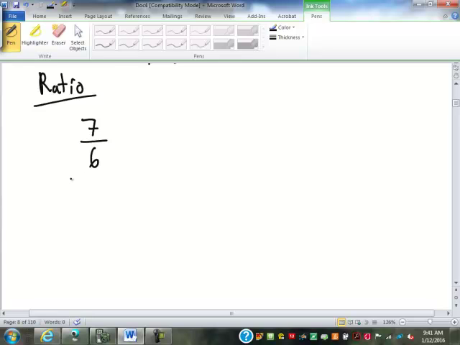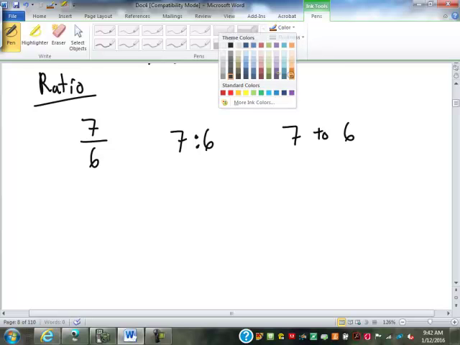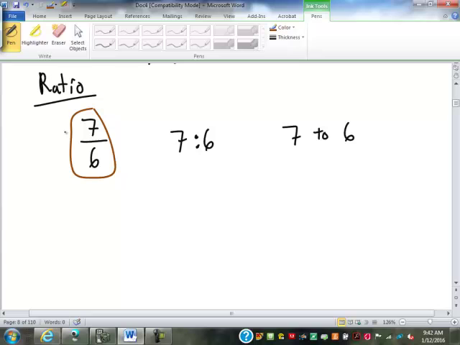Now I could write it as a fraction, 7 over 6. I could write it with a colon, 7 to 6 like that. Or I could even write it with the word "to" in there, 7 to 6. And there are a couple other ways that we could express it, but they all mean the same thing. We have 7 of one thing compared to 6 of the other. Now, I often prefer to write it as a fraction like this, because in that form, we can do a lot of the same things with it we do with a fraction.